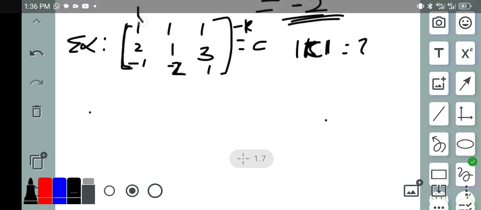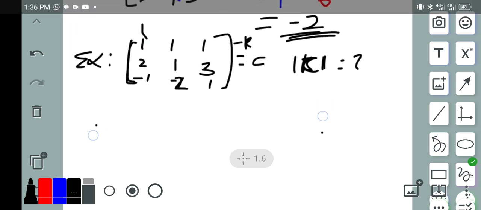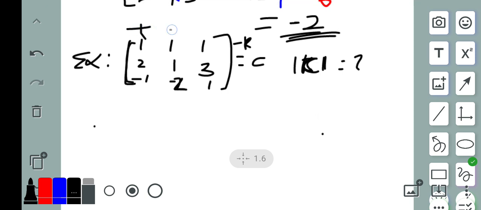This is a positive cofactor, this is negative, and this is a positive cofactor. Just know that for the determinant of a 3 by 3, this is the positive side, this is negative, and this is positive. There is a reason for that. Probably in our future videos, we'll tell you more on that.